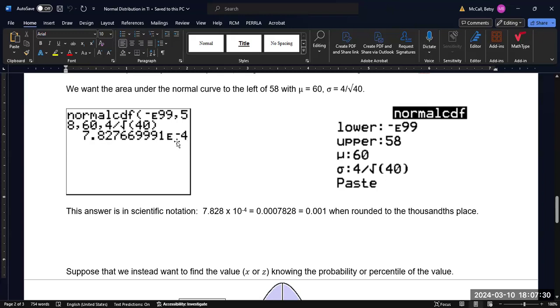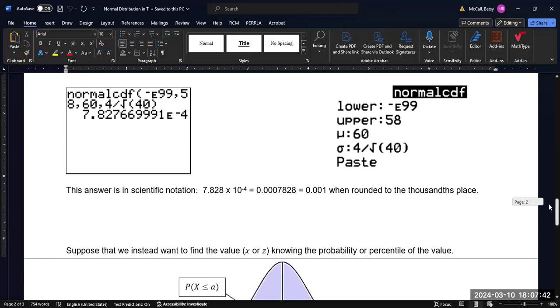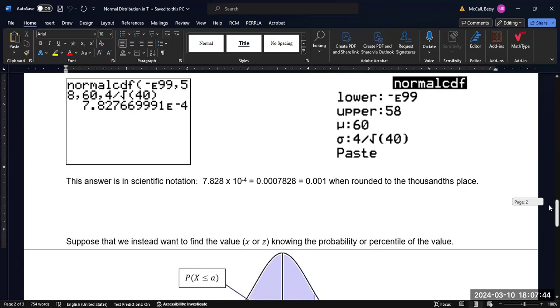That should be a giveaway that this is not a traditional decimal. This is in scientific notation. And it's probably a very, very small number. Remember, probabilities have to be between 0 and 1. And so 7 is not even conceivable.